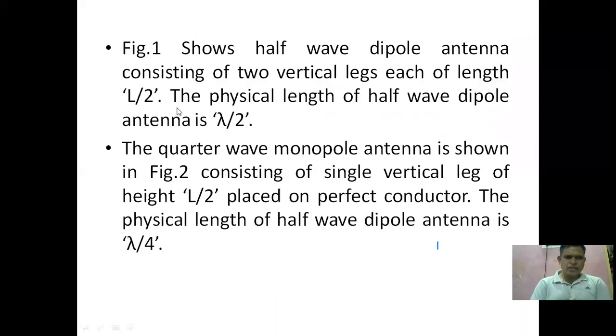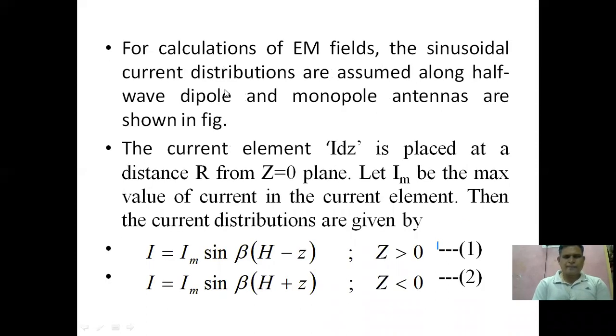Here, figure 1 and figure 2, I mentioned that this is a half wave dipole antenna and this is the quarter wave monopole. Monopole means single pole, and the length is lambda by 4 here. Here it is lambda by 2. For the current element I dz, placed at a distance r from the z equal to 0 plane.